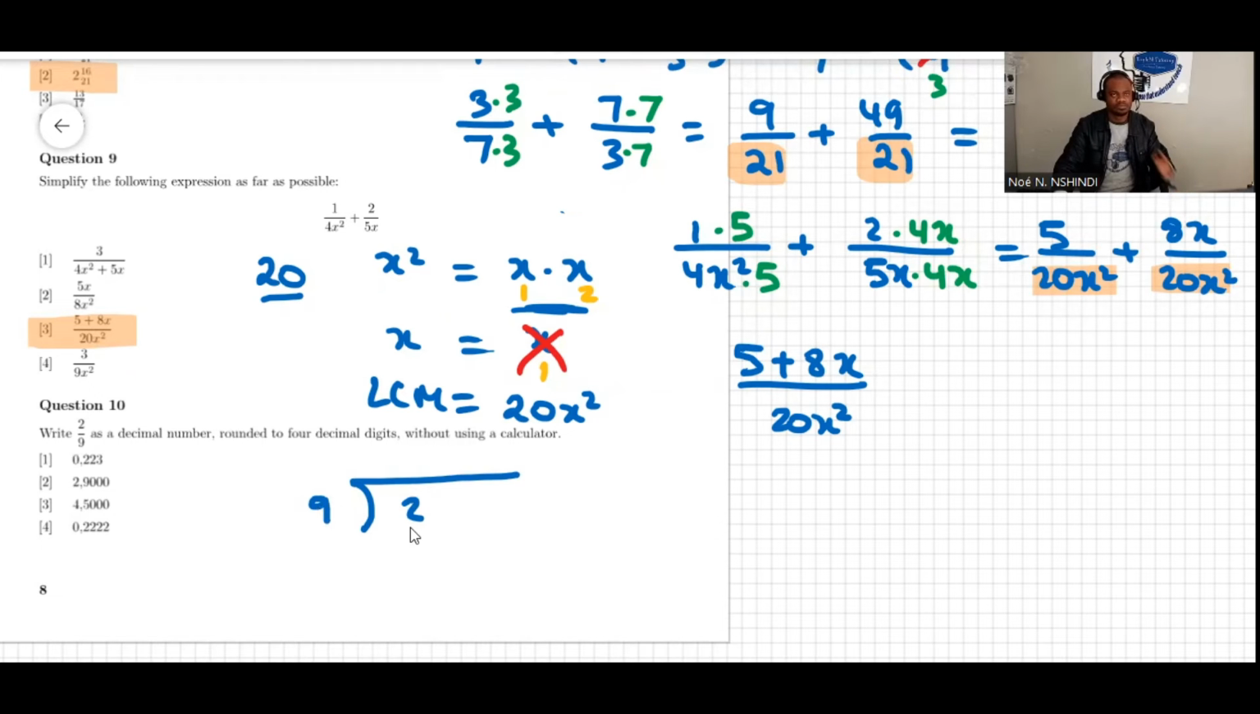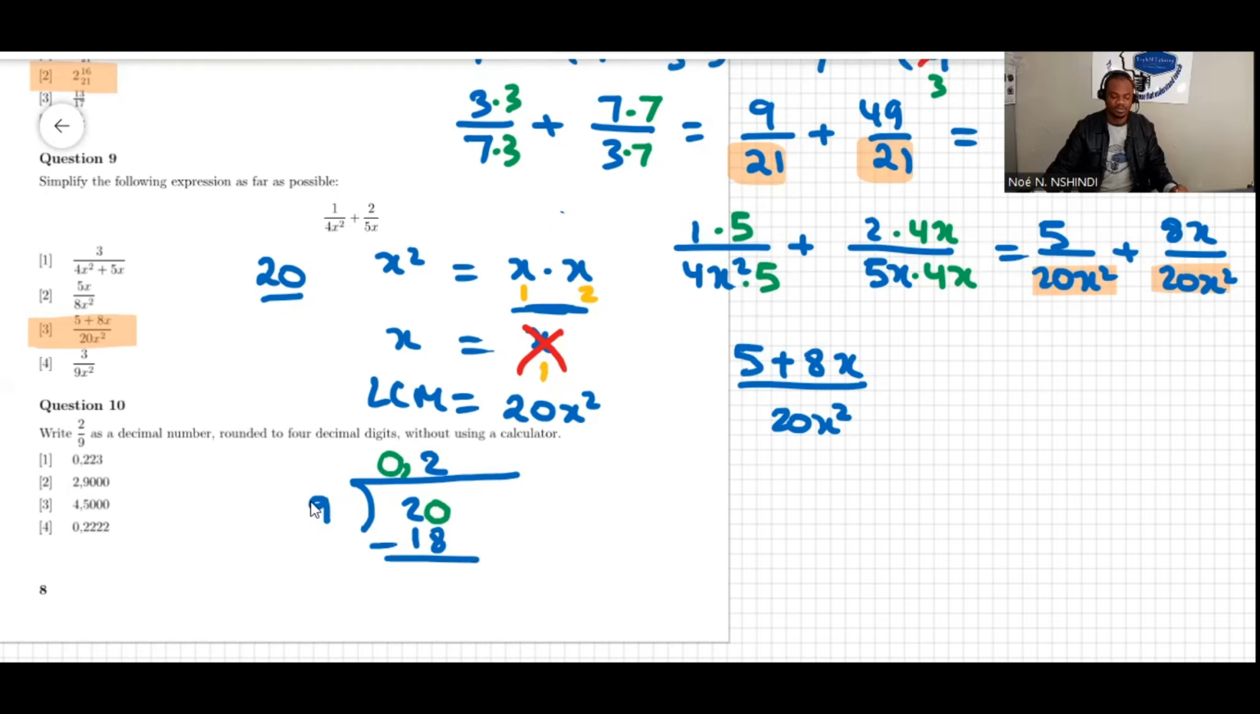So what can I do in this situation? Okay, I will add what I call the magic 0. I'm gonna put a 0 over here. It becomes 20, and then I'm gonna put a 0 there also, and then I put a comma there, a comma or a dot, depends on which one you use. Then I will say, okay, now 9 can get to 20. How many times? 9, 18, twice. I'm gonna say 2 over here, and then I'll do 2 times 9 is equal to 18.